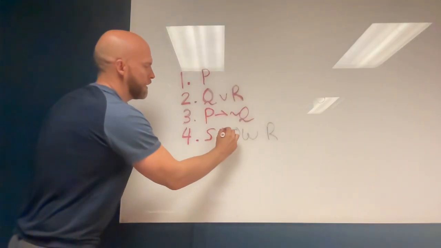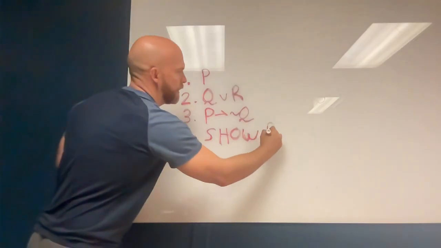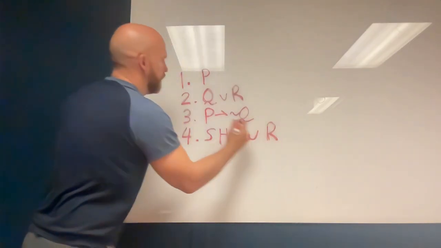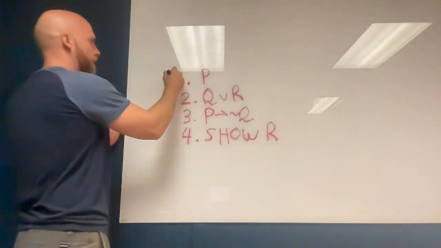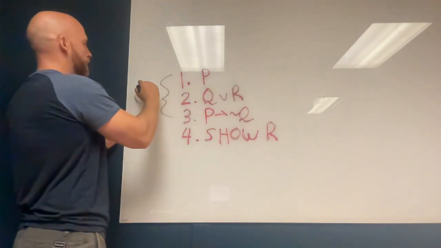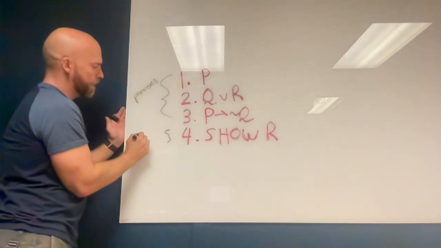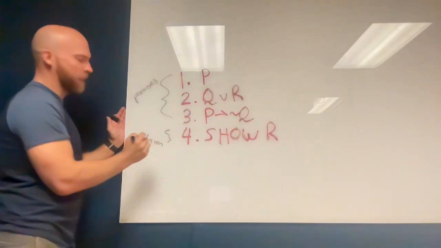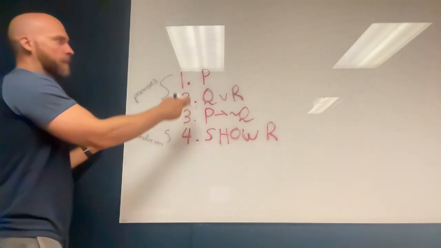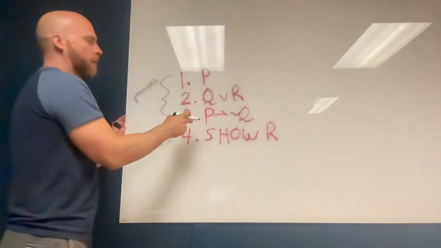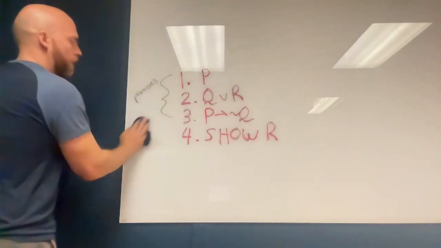I'm going to give you premises. And here are going to be the premises, so in this case, 1 through 3. And then I'm going to say, show me this conclusion follows. So I want you to prove using our rules that R follows from P, Q or R, if P then not Q. Let me walk through this and show you how you can do this.